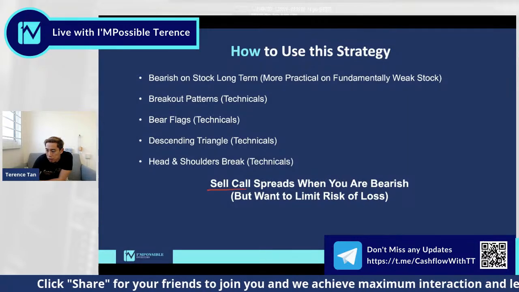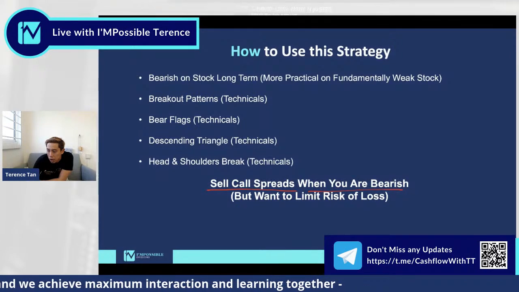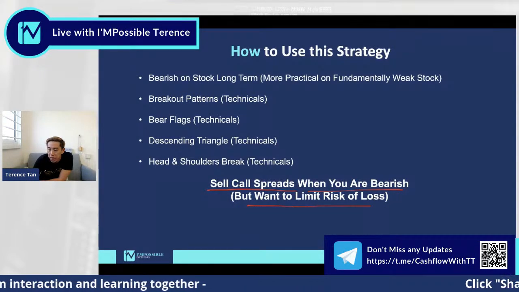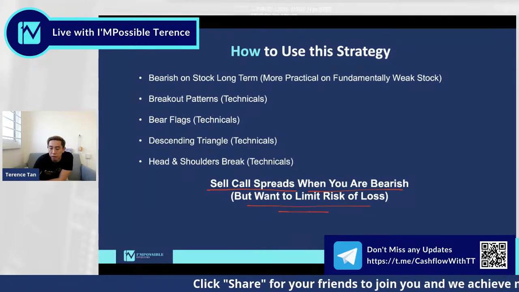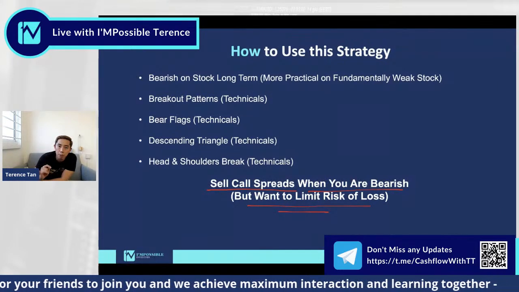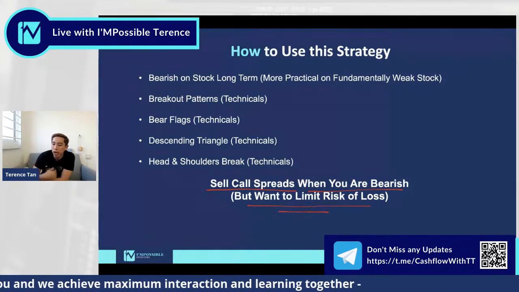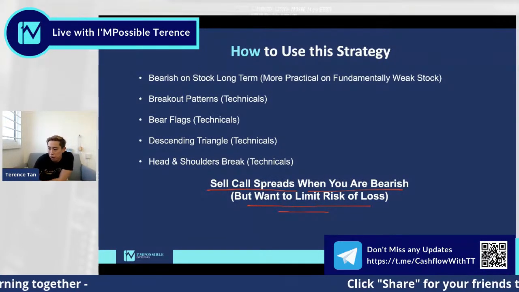So you can look to sell call spreads when you're bearish. That's the main idea, but you also want to limit the risk of a loss over here. So the biggest takeaway is that you could sell a call option and participate by profiting on the downside, and you want to do this with a limited risk of loss.